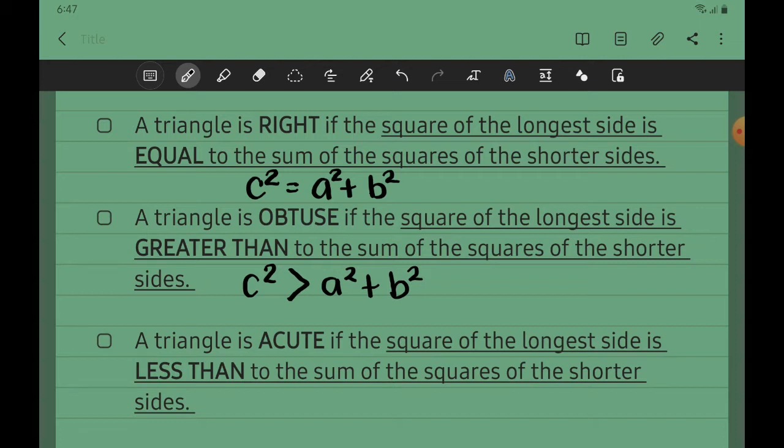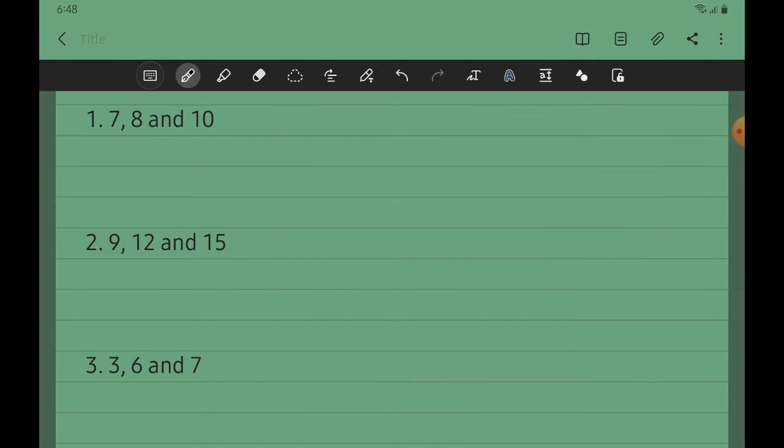And then the last one, we have a triangle is acute if the square of the longest side is less than the sum of the squares of the shorter sides. So, if we're going to write that, that would be C squared, and then less than, lower than, the sum of the squares of the shorter sides. So, let us have these three given measurements of triangles for us to decide if the given measurements are acute, obtuse, or right. So, let us have number 1.